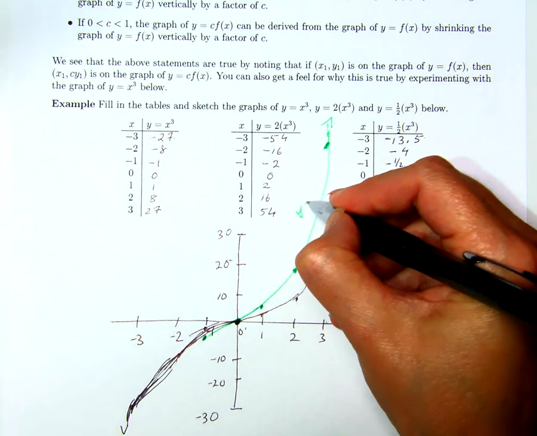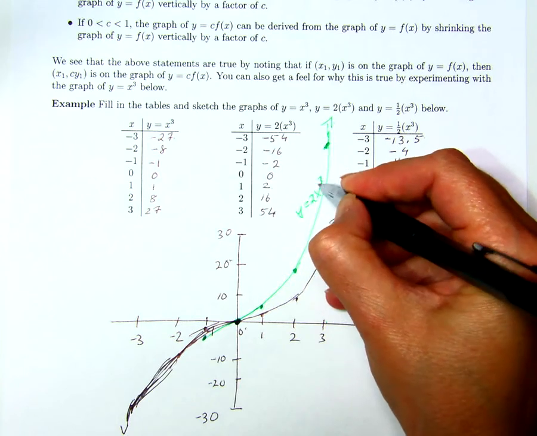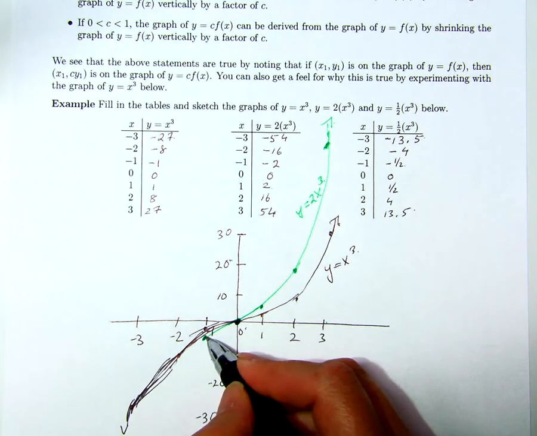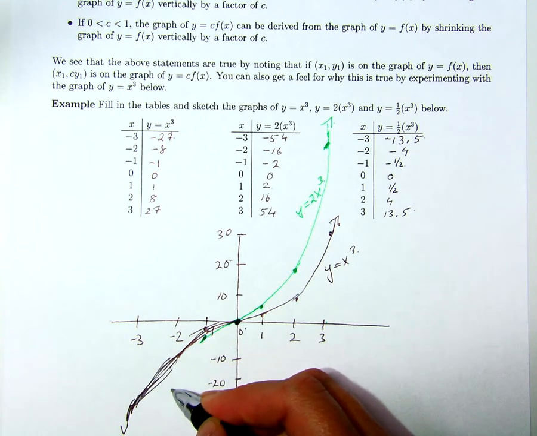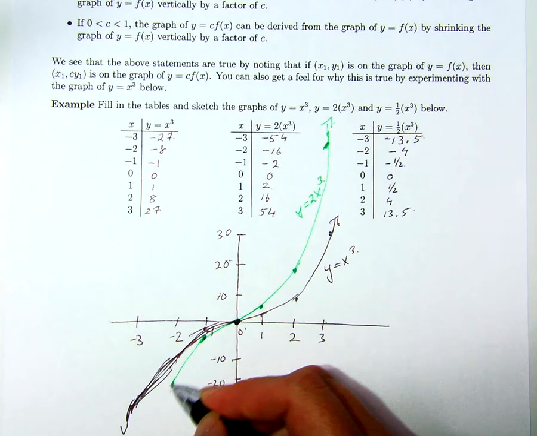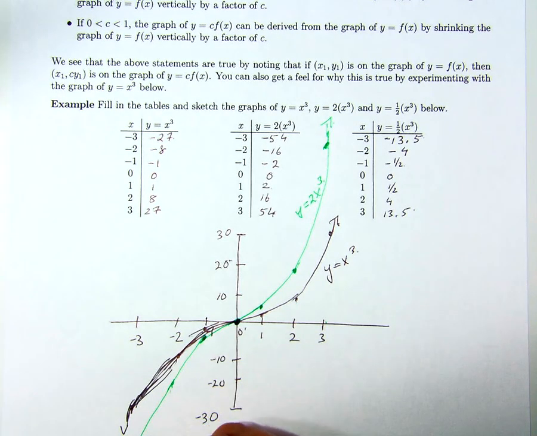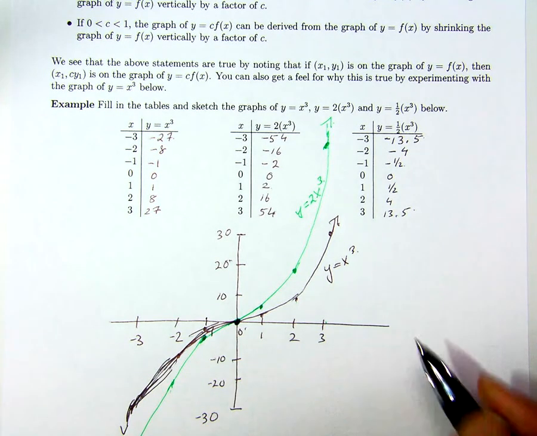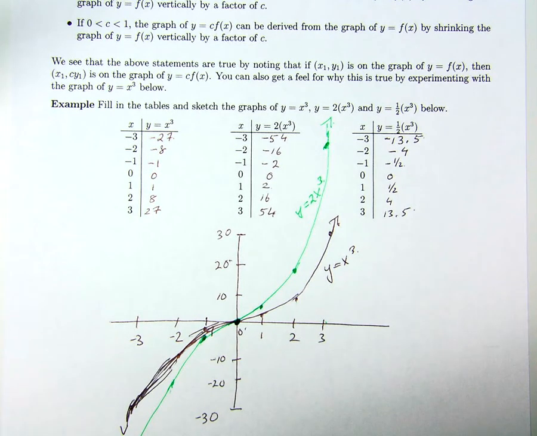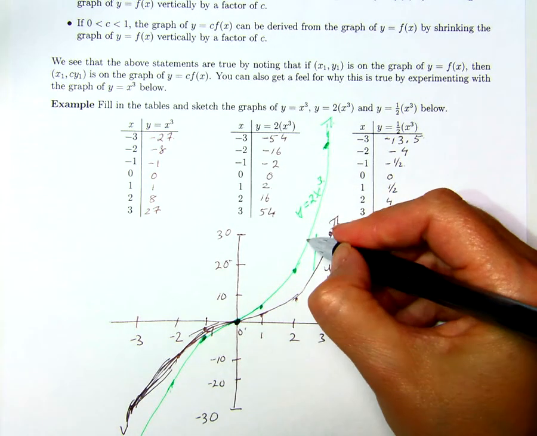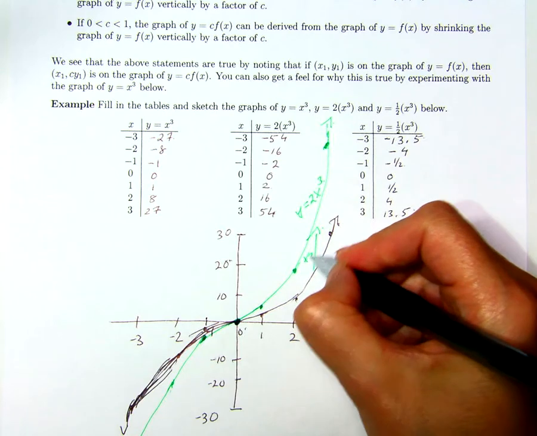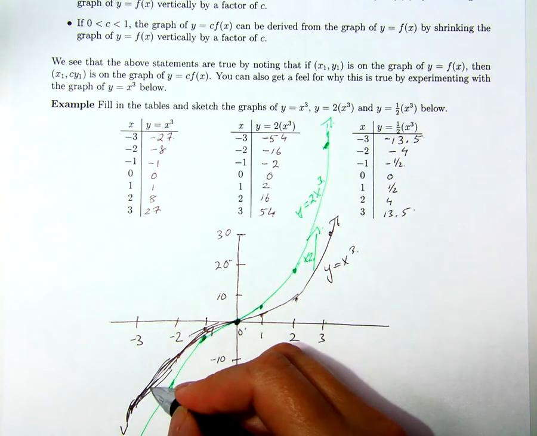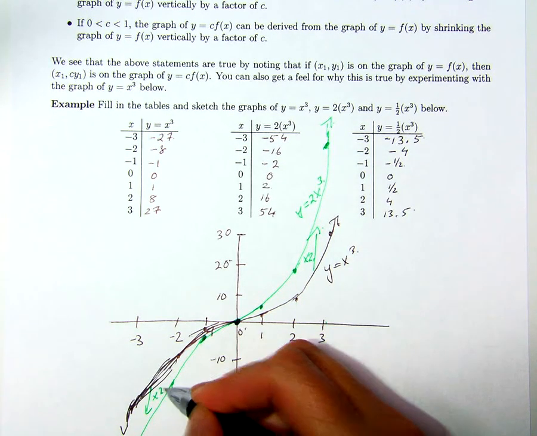So it's twice x cubed, the y value. And likewise, the y values here get pushed away from the x-axis to twice the distance. Again, this goes way down here. So this graph gets stretched away from the x-axis by a factor of 2.